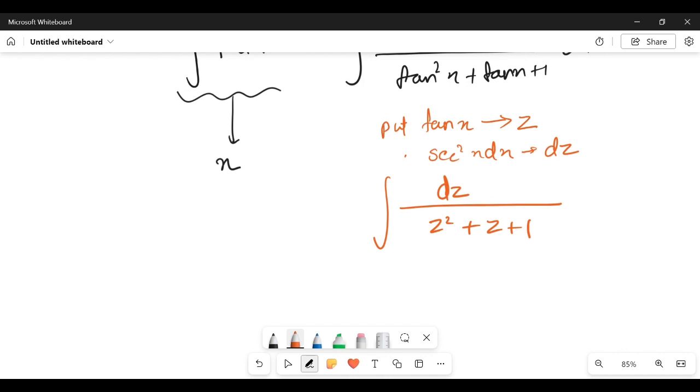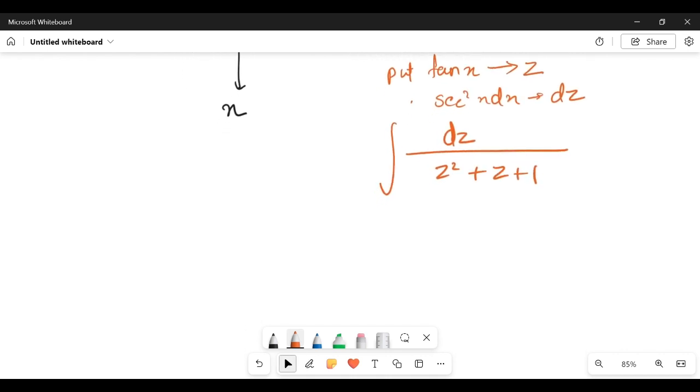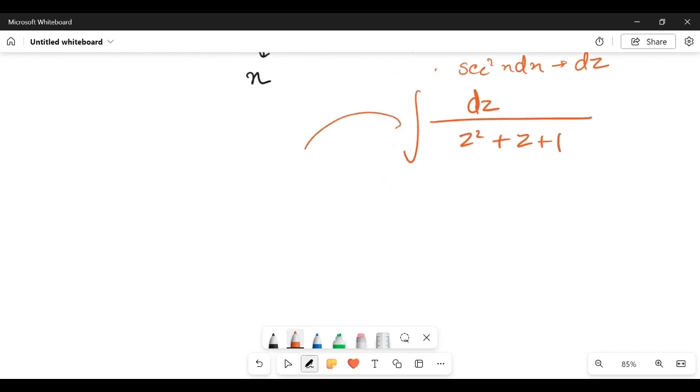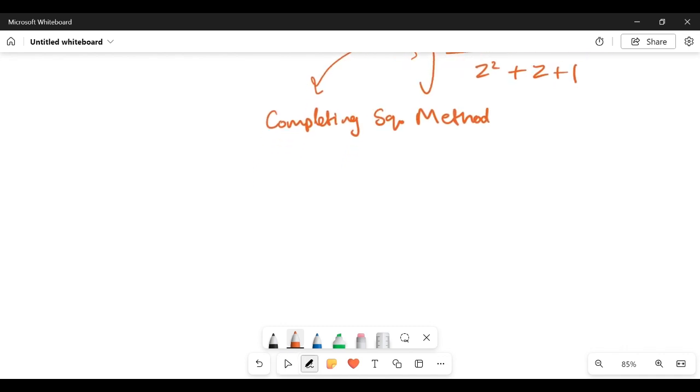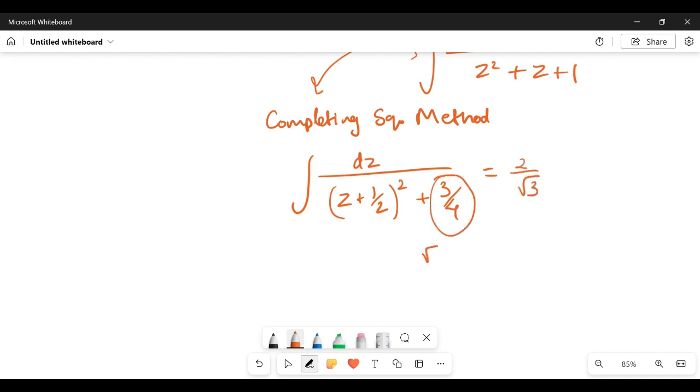Now this is a very general form of integral, and we will use the completing square method to evaluate this. How are we going to do that? It would simply become z plus half the whole square plus 3 by 4, and that evaluates to 2 by root 3, because what is this? This is root 3 by 2 the whole square.